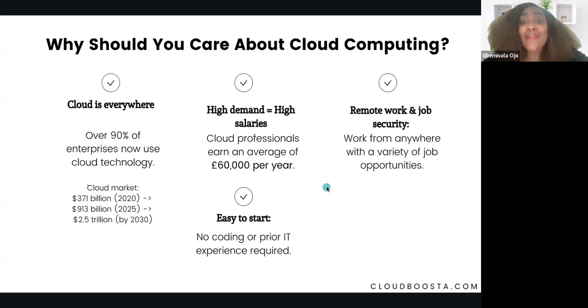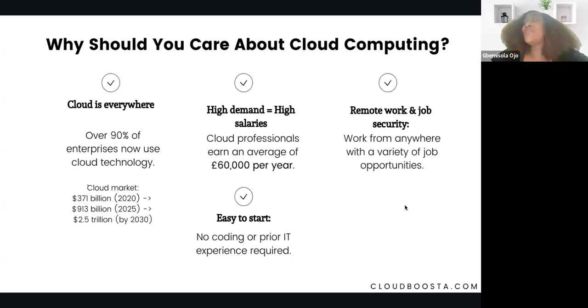And of course, high demand means high salary because people are looking for people that actually have the cloud skills. So cloud professionals earn an average of £60,000 a year, an average, right? And now also there are remote work opportunities. And that's something I know that people are keen about these days. You probably have a family and you're wondering, how do I balance it? You literally can work from anywhere with a variety of job opportunities. And I'll talk about different job opportunities that you can access after learning cloud. And of course, it's easy to start as well. It requires dedication.